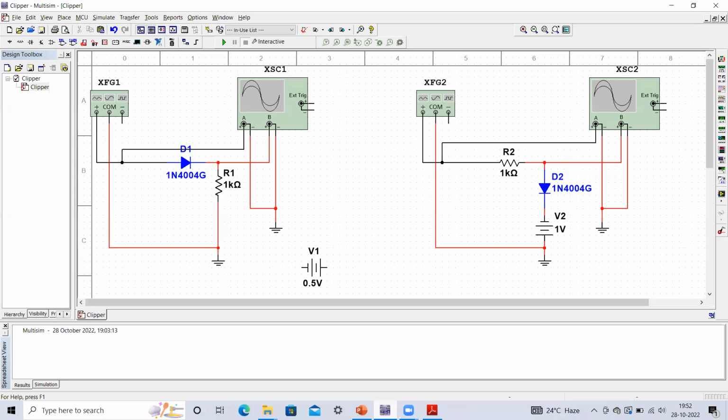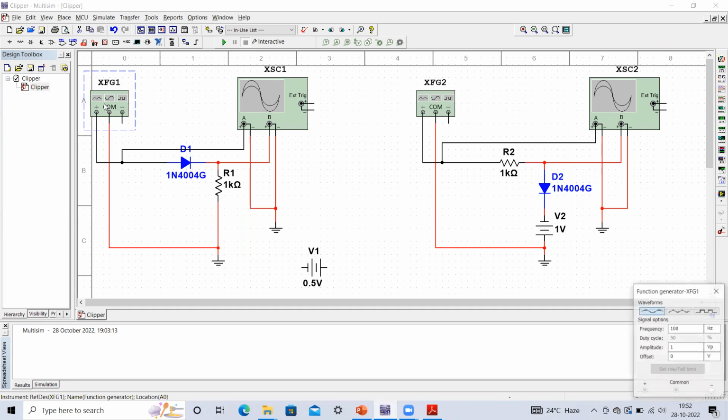So how do we perform this circuit? Let us suppose we have this small circuit, which is your negative series clipper. First of all, you have to bring all these components. This is our waveform generator, which is the function generator, and here we have the oscilloscope. You have to bring the diode and one resistor. You can take a resistance value of 1 kilo ohm. It is sufficient to perform this, but you have to select the waveform according to your need.